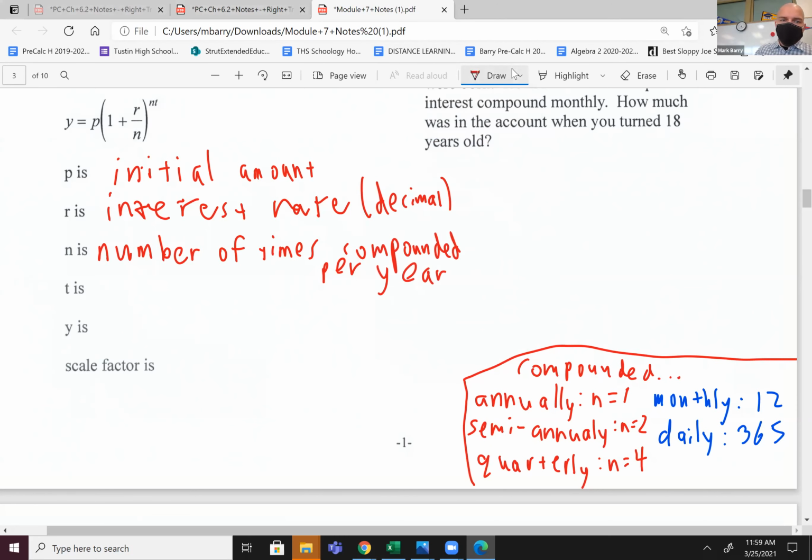Okay, so T is still time. Y is the final amount. And the scale factor is going to be 1 plus R over N. Remember that scale factor is kind of whatever's holding up that exponent. So in all of these so far, we've seen that it's a parentheses that's holding up the exponent.